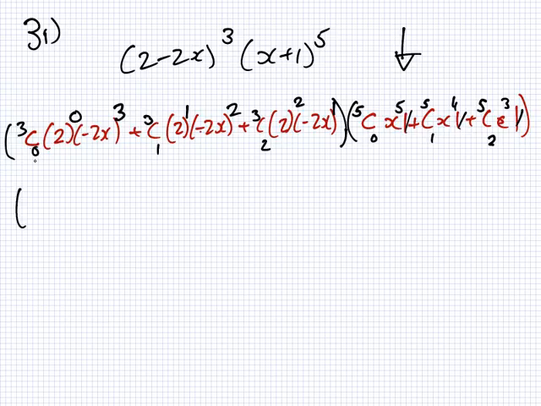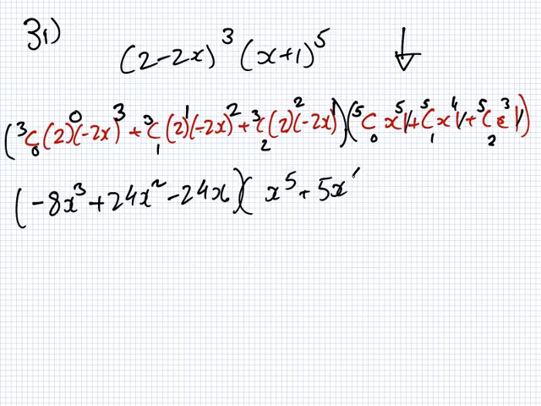Okay, 3c0 is 1. This is minus 8x cubed, isn't it? This is 3 times 2 times 4, 24? Plus 24x squared. And then 3c2 is 3, isn't it? 3 times 4 is 12. Minus 24x. Close. This is x to the 5 plus 5x to the 4, and then 5c2 is 10. 10x cubed.